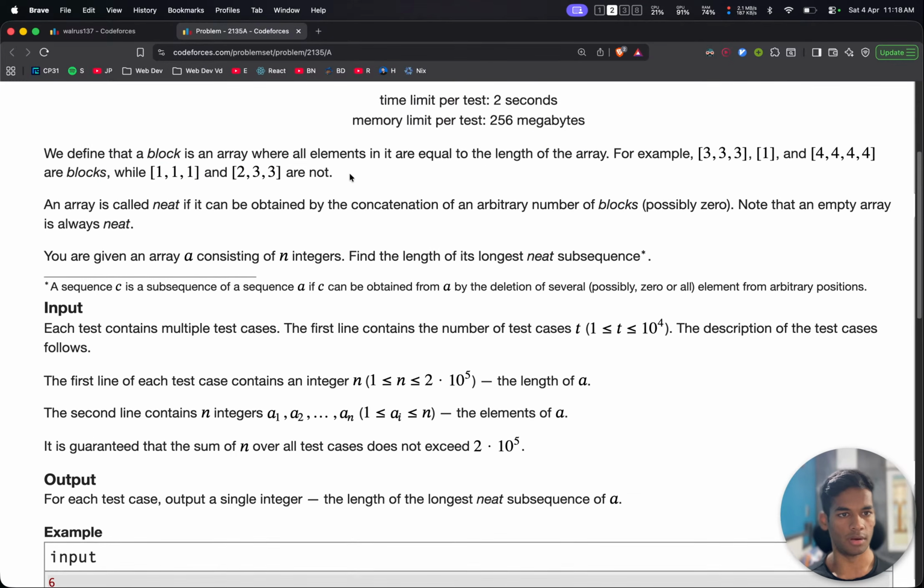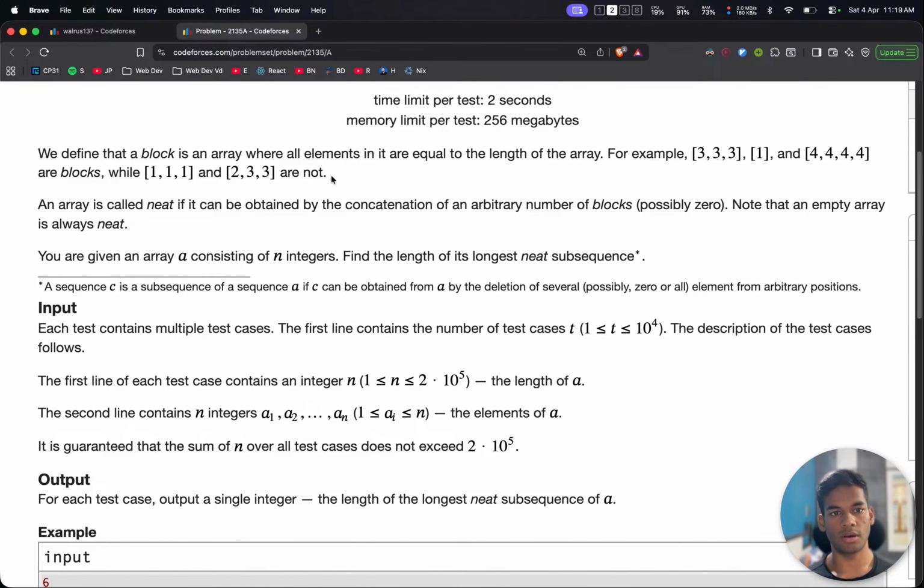So with that definition of a block, an array is called neat if it can be obtained by concatenation of an arbitrary number of blocks, possibly 0. Note that an empty array can always be neat. So after they have defined what a block means, they are saying if we have a bunch of these blocks and we put them together in a sequence, we call that new array a neat array. So okay, we know what a block means, we know what a neat array means.